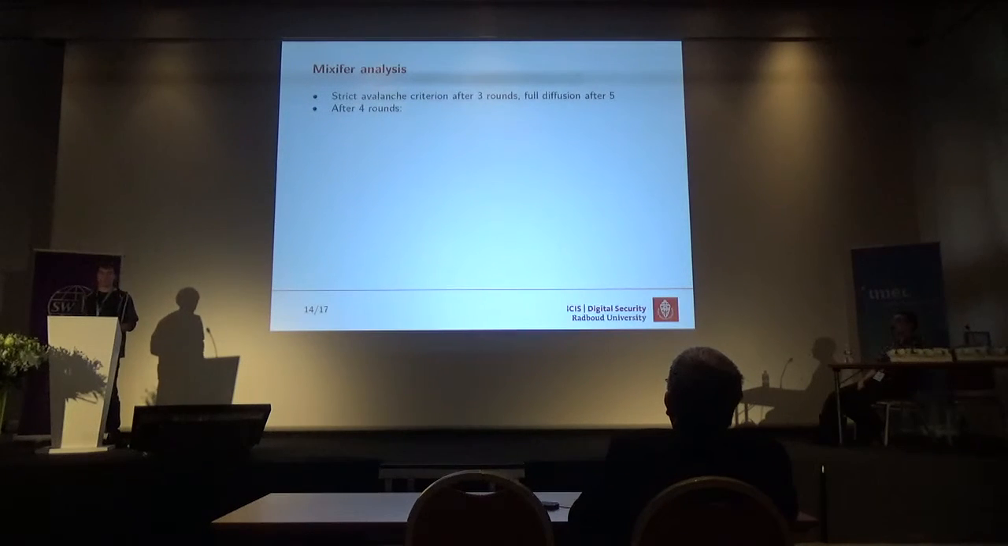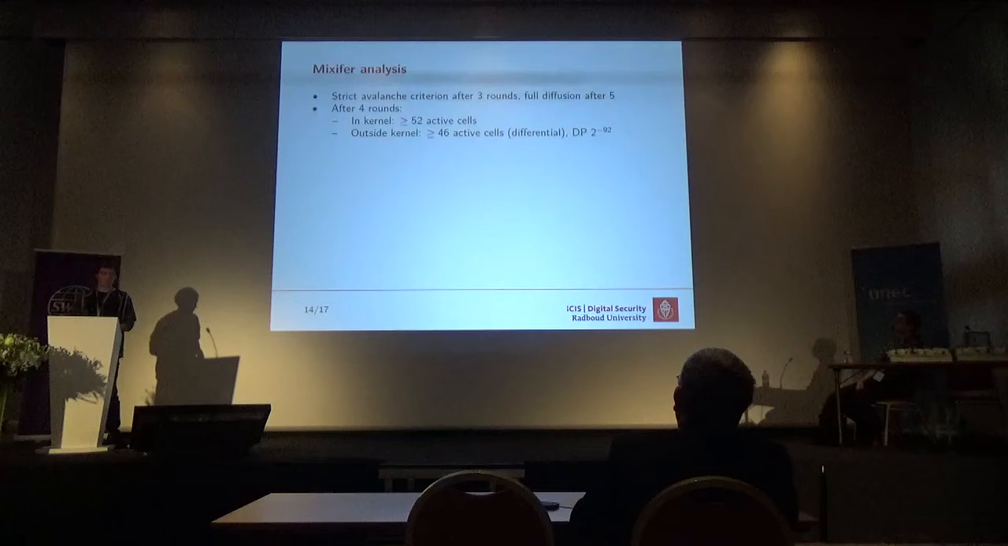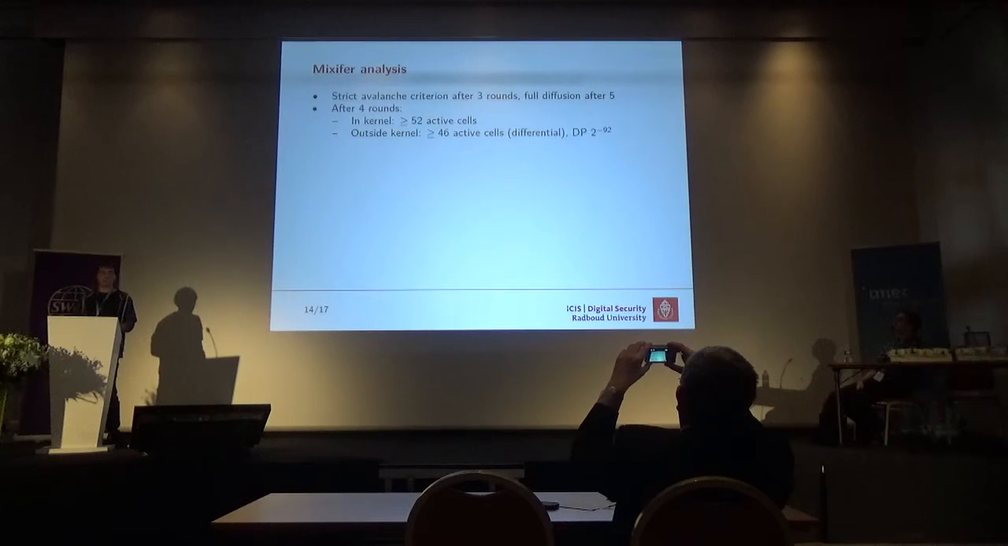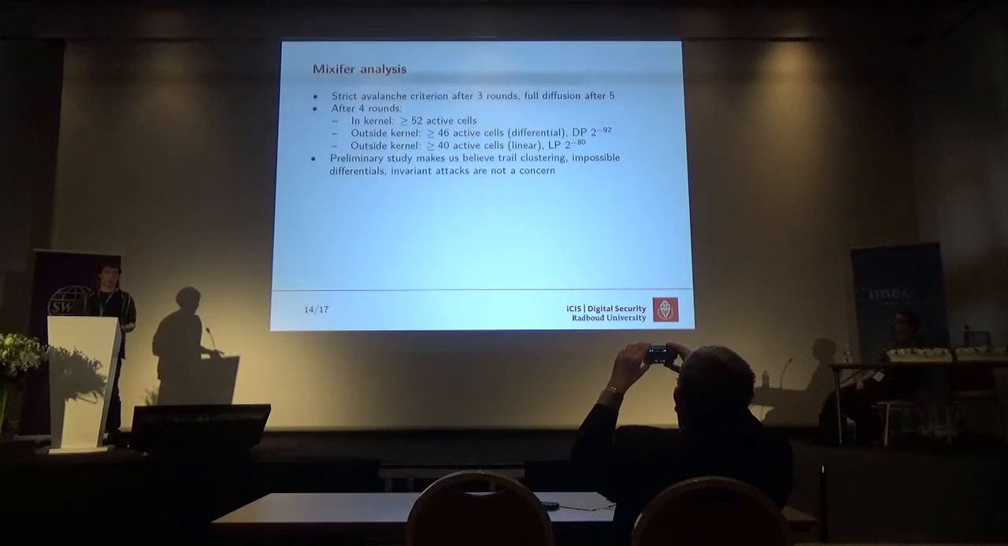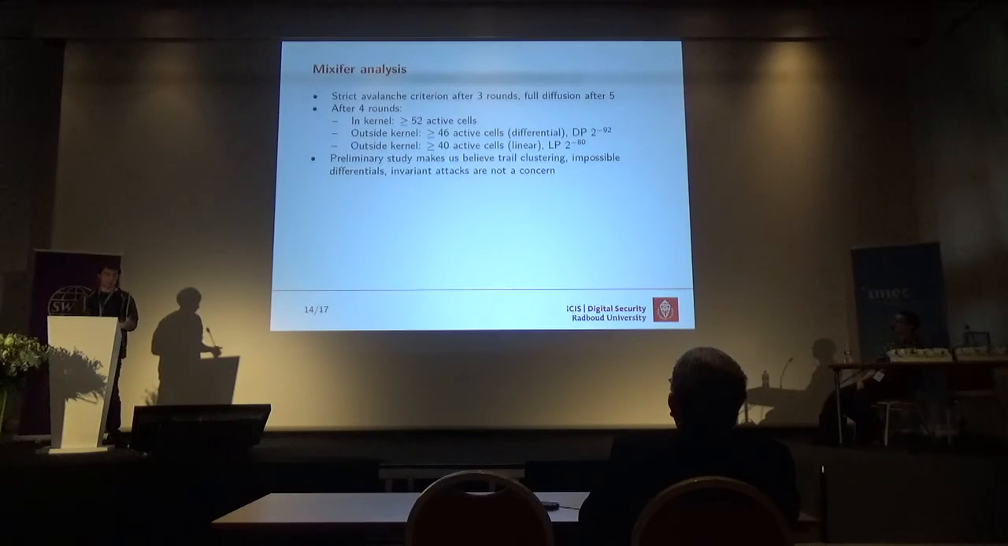And if we really look for linear differential trails, then after 4 rounds, if you look in the kernel, we already have at least 52 active cells. So yeah, we found the trail with the least number of active cells, so 52. And then outside the kernel, we start looking for differential trails. We already get a differential probability of 2 to the minus 92 after 4 rounds. And linear is not as good, but 2 to the minus 80. And that's only after 4 rounds. And then we looked a bit at different types of cryptanalysis, and we believe that these other things are not really a concern.